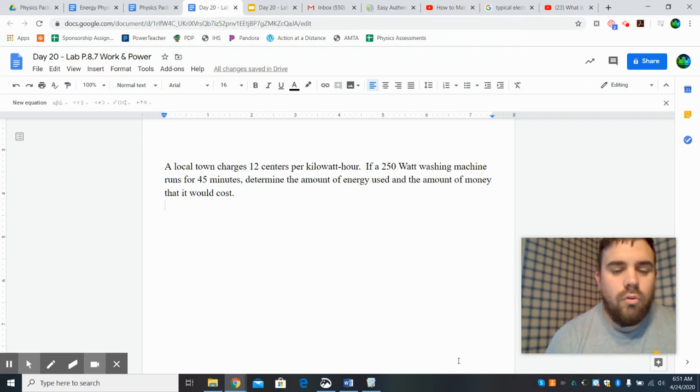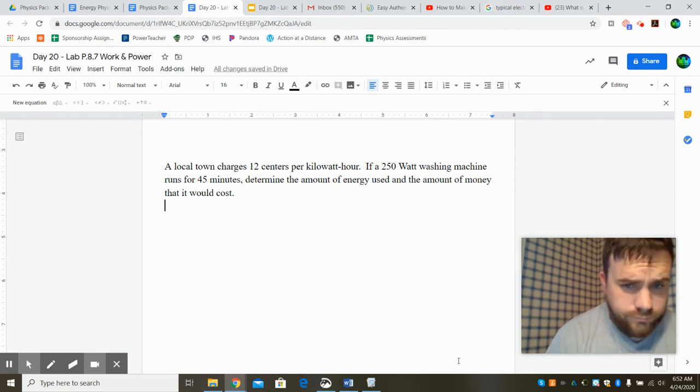So let's talk about how we can use this information on what a kilowatt hour is and make it applicable to your energy bill that you receive at your house. Let's say, for instance, a local town charges 12 cents per kilowatt hour. That's their rate. If a 250 watt washing machine runs for 45 minutes, determine the amount of energy used and the amount of money that it would cost.